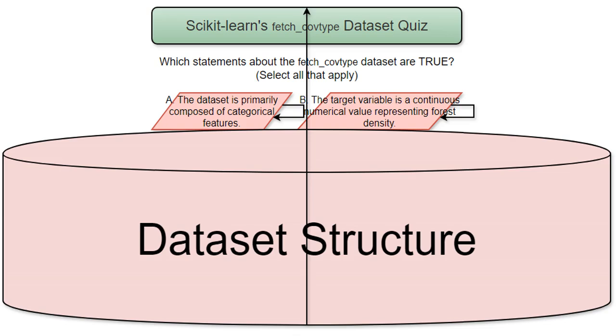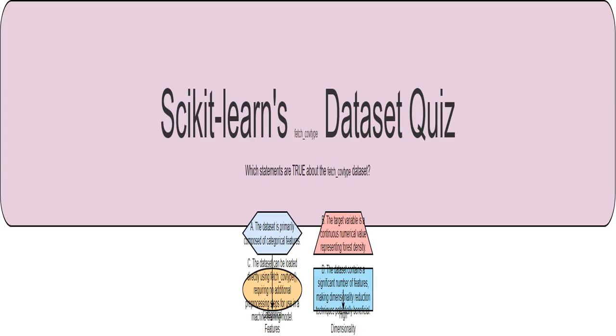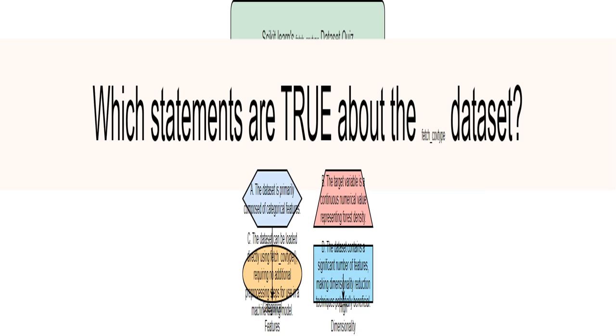This section is simply a label to help organize the information about the structure of the fetch_covtype dataset. This is a quiz about the fetch_covtype dataset, which is a dataset available in the Sklearn machine learning library in Python. I'll be testing your knowledge of this dataset's characteristics. I'm asking you to identify which statements about the fetch_covtype dataset are correct.